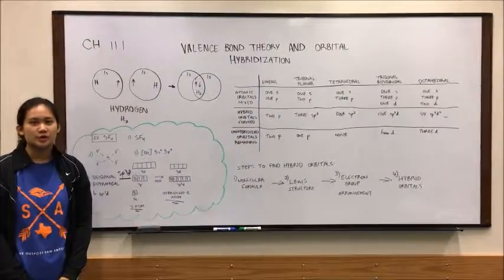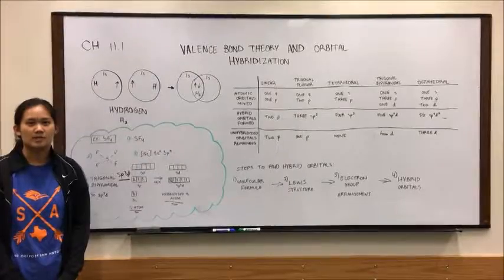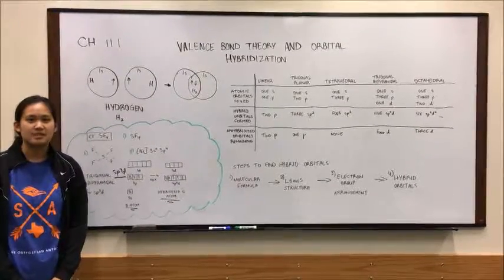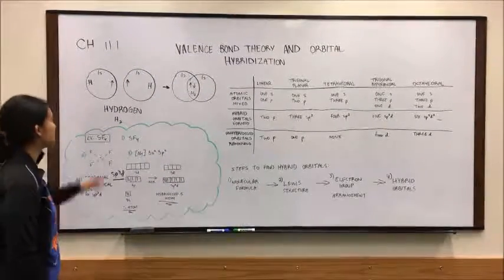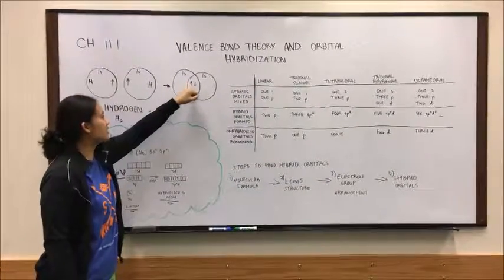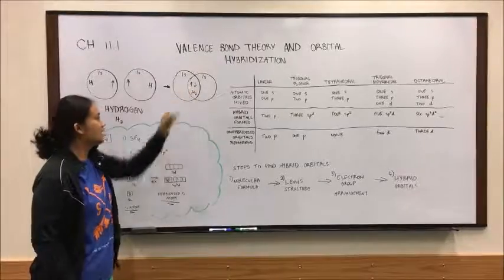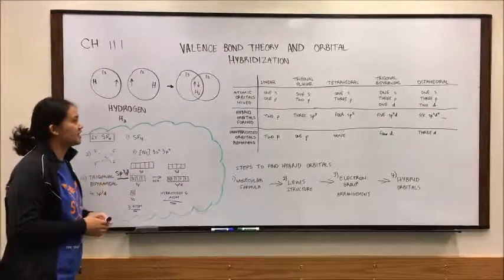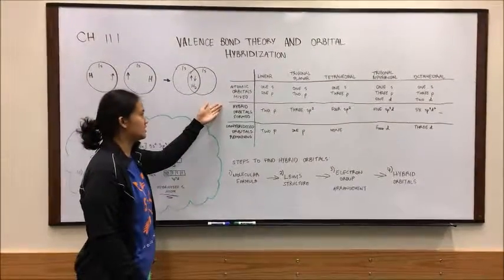In chapter 11.1, we will be discussing valence bond theory and orbital hybridization. The valence bond theory explains that a covalent bond is formed when the orbitals of 2 atoms overlap and the electron pairs occupy the overlapping region. And to further that idea, the valence bond theory explains molecular shape as presented here in this chart.